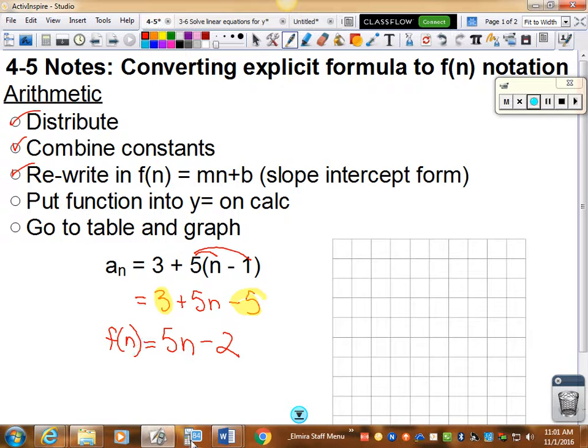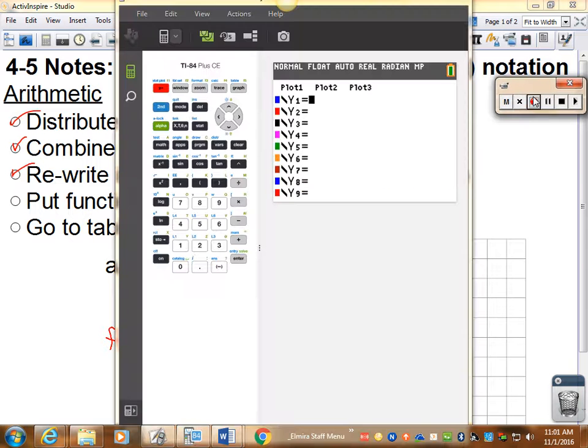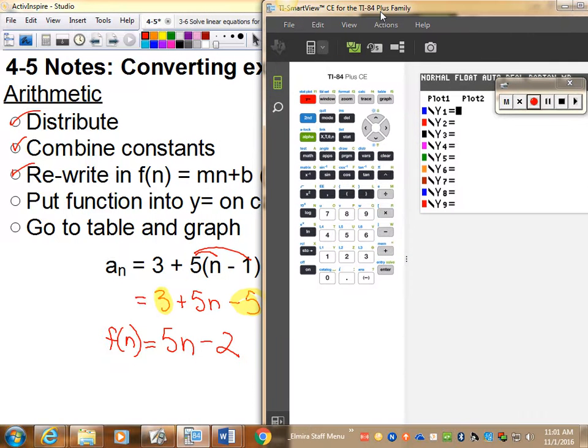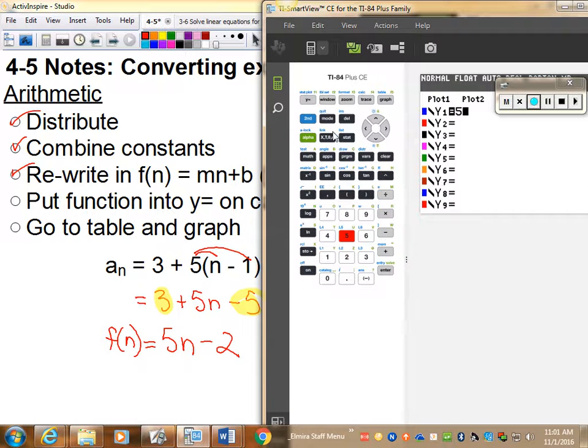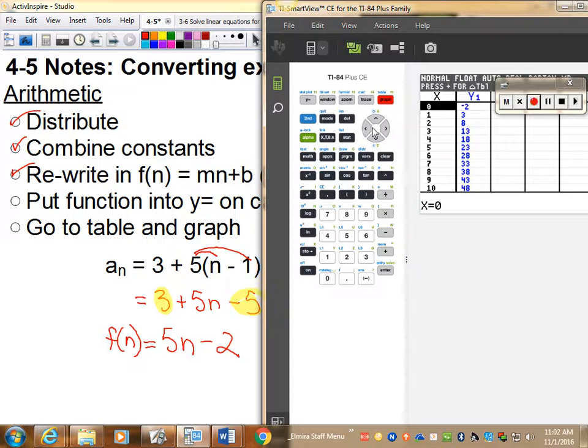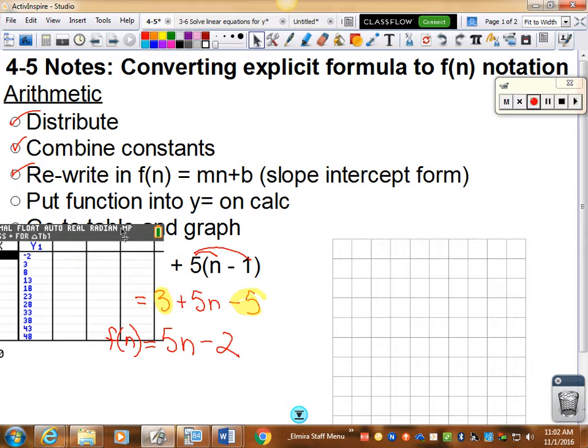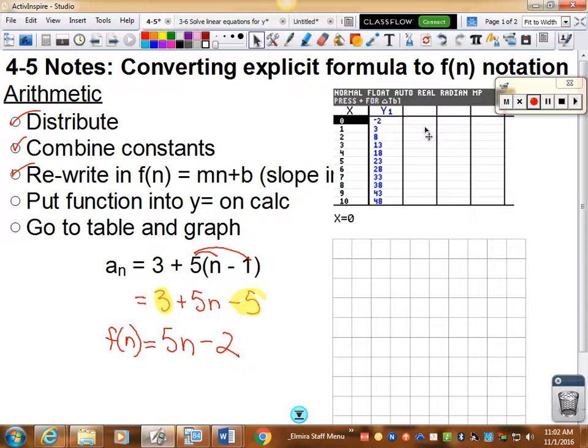Then we're going to open the calculator. We're going to go to y equals, and we're going to put that into our calculator. F 5x minus 2. Then go to your table. Now, your homework is specifically saying, let me pull this out for a second so I can close that down. Your homework is going to specifically tell you that it wants you to graph the values from 1 to 10.